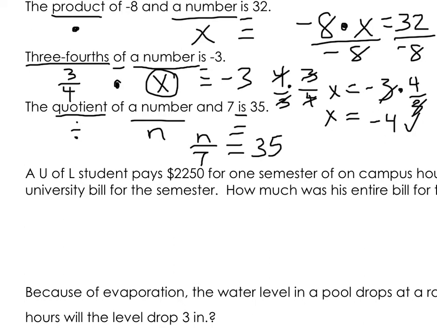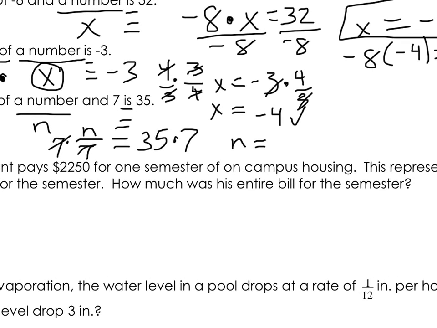Now we need to solve for n. We need to get rid of that divided by 7. We can do that by multiplying both sides by 7. The 7's cancel on the left-hand side, and we get n equals, what is 35 times 7? 30 times 7 is 210, plus 35, 245. So we get 245 as our solution.